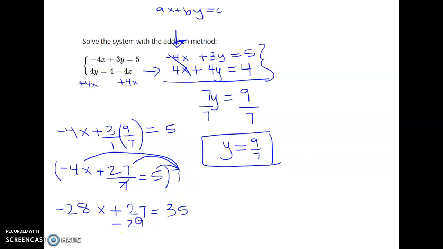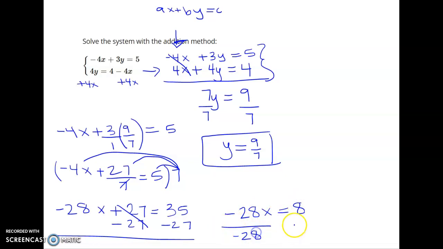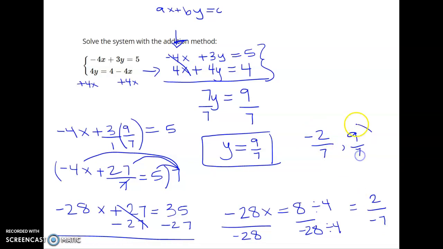We can minus 27 on each side. Kind of running out of space here. We'll get 8 here, so negative 28x equals 8. Divide by negative 28 on each side. And then let's go ahead and simplify that. So we can see 4 will divide out of both of those. So we'll get 2 over negative 7. So x is negative 2/7 and y is 9/7.